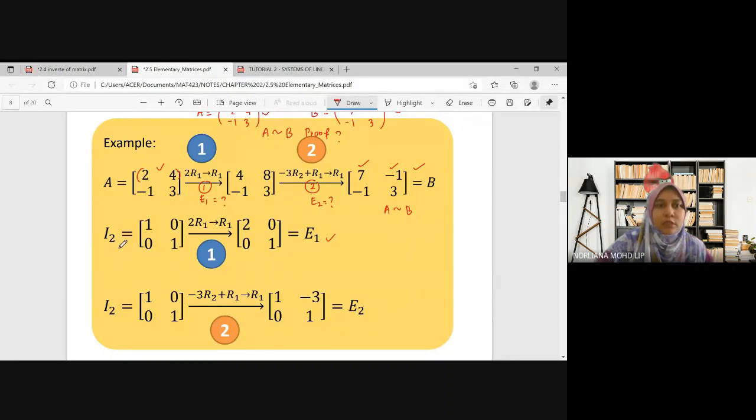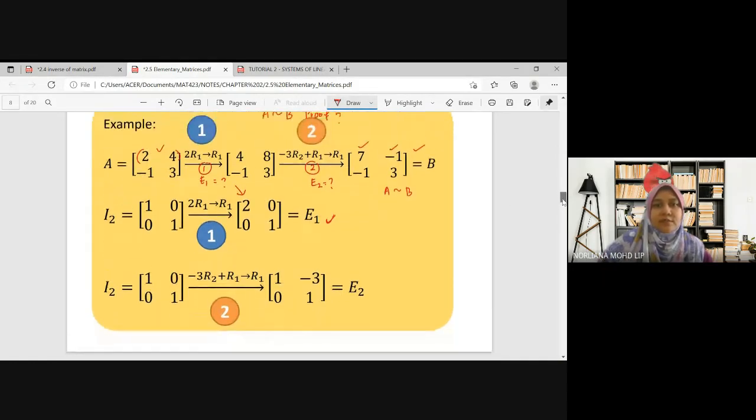As we know, elementary matrix comes from the identity matrix. So the identity is 1, 0, 0, 1. We use the first operation, 2 row 1 transforms into row 1. So we get the first elementary matrix, 2, 0, 0, 1. This is the first elementary matrix, E1.